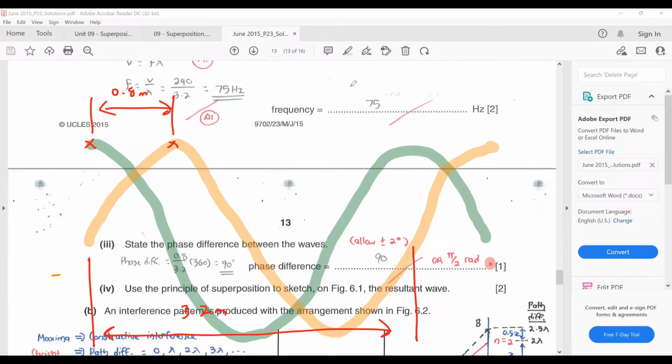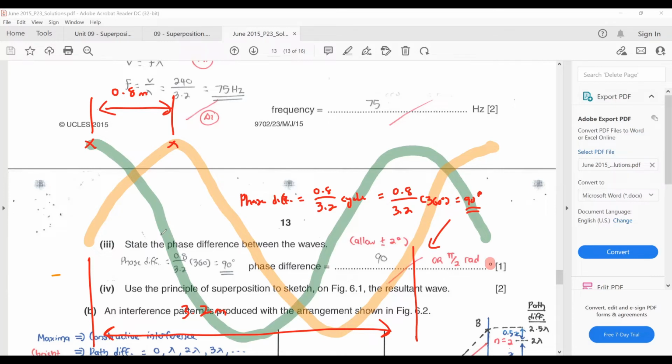So if I want to write out the answer properly, my phase difference is 0.8 over 3.2 of a cycle. It's 0.8 over 3.2, change to degrees. I will get 90 degrees. This is the answer. Okay. All right, so 90 degrees.